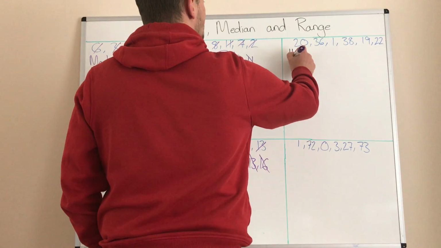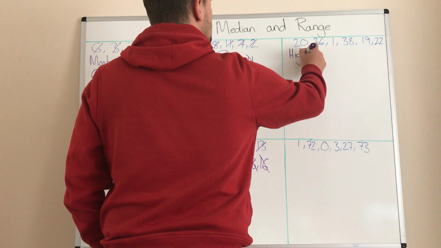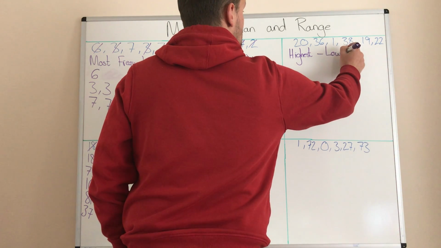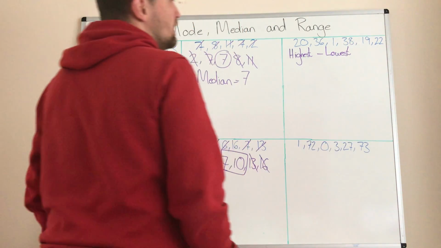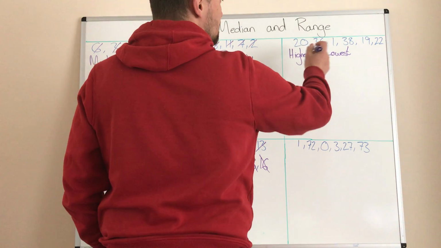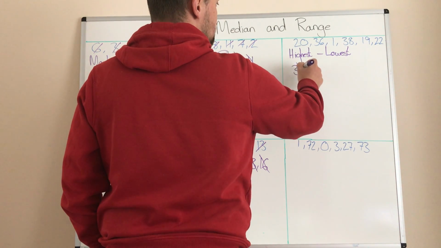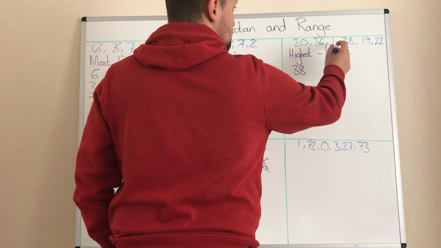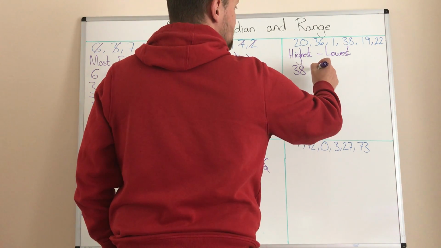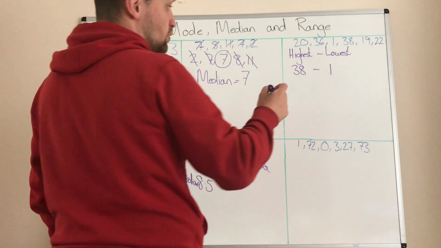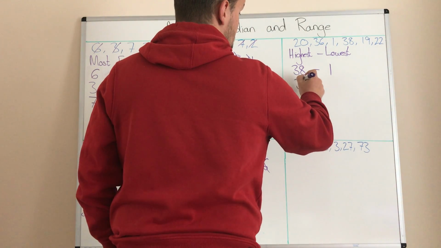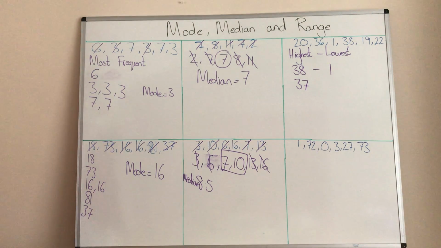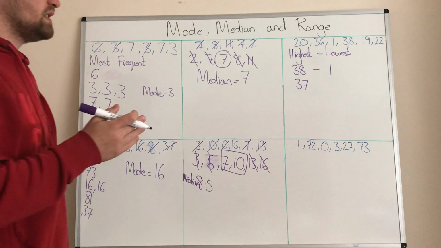Right, range. Range is your highest number minus your lowest. So the highest number in this list is 38. The lowest number in this list is 1. We take them away. 38 minus 1 is 37. So range, highest number, take away the lowest number.